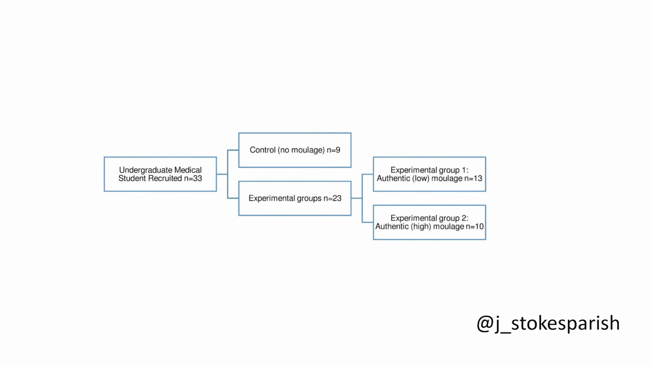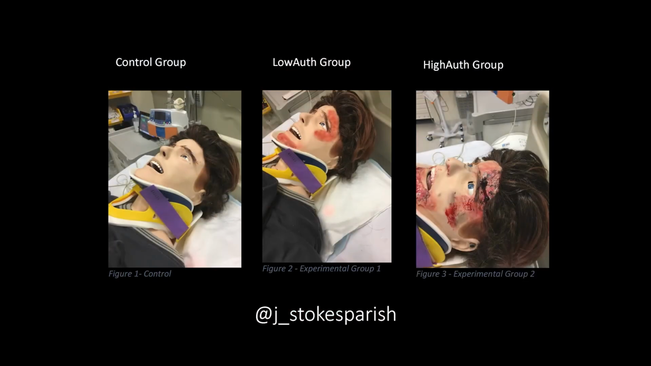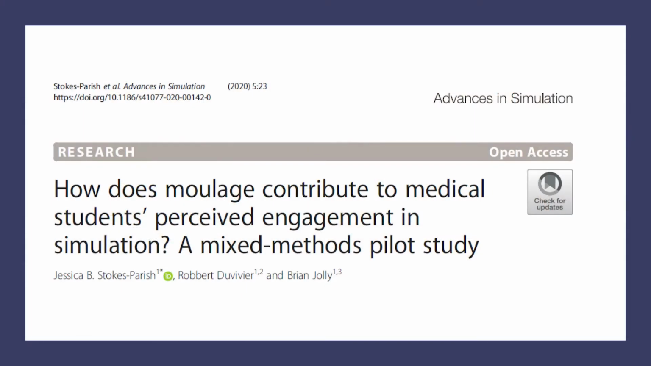Participants were randomised to one of three groups: control, low authenticity or high authenticity. 33 undergraduate medical students in Year 4 or 5 of the medical program participated in the study. Each participant participated in the sim for roughly 5 minutes, after which they completed the authenticity and engagement surveys. They were then interviewed with the eye tracking video as the recall prompt. You can read the full description of the study in a publication in Advances in Simulation.